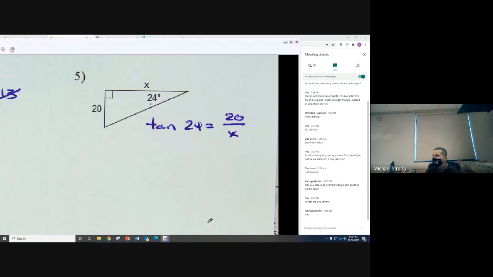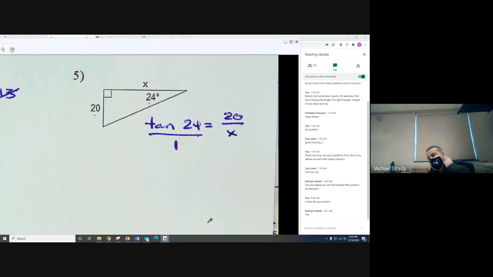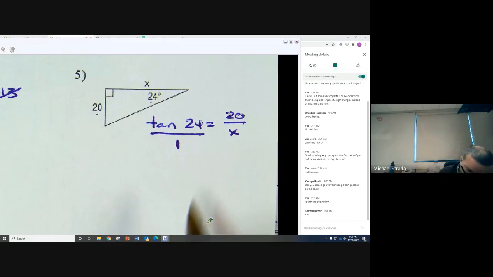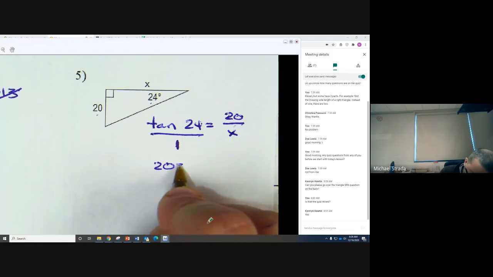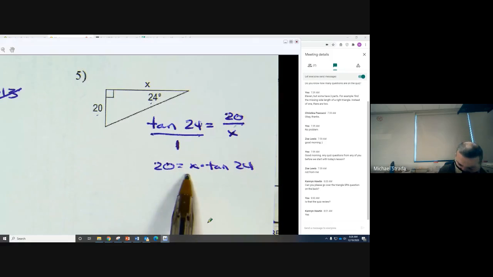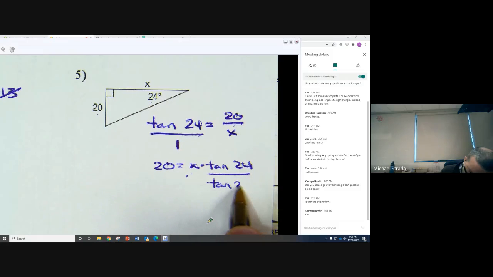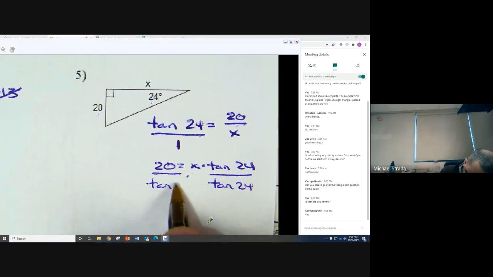Now, there's two ways of going about this. Personally, I would take the tangent of 24 and put it over 1, because that's something you've seen before. A proportion. How have you solved proportions all your life? Cross multiply. So we do 1 times 20, which is 20, equals x times tangent 24. Again, I'm trying to solve for x, my variable. The x is being multiplied by tangent 24. How do I get rid of a multiplication by tangent 24? I divide by tangent 24.